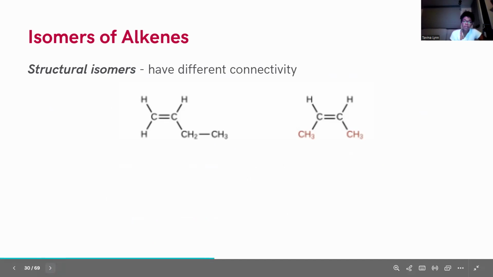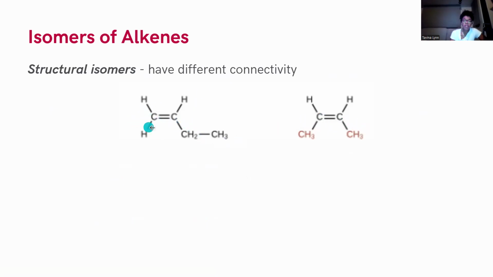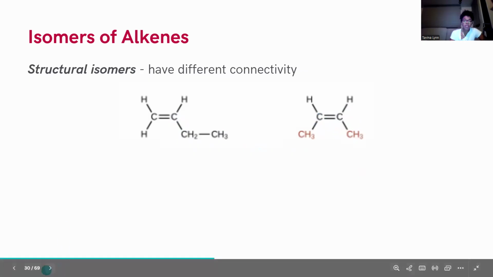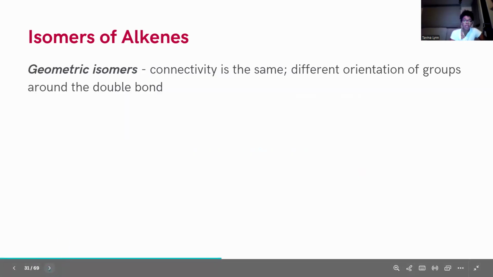So we can have isomers of alkenes as well, structural isomers that have different connectivity. So we see here we have 4 carbons in both of these, but instead of an ethyl group coming off of this carbon here, we could have a methyl coming off of each carbon. So these are structural isomers.